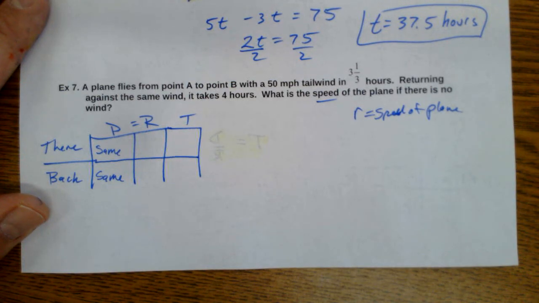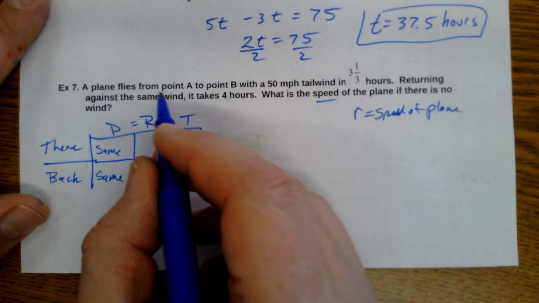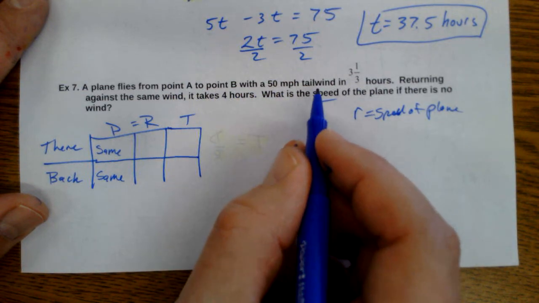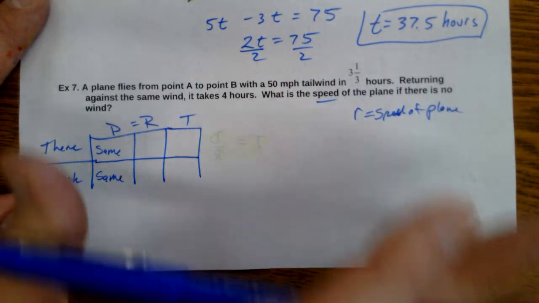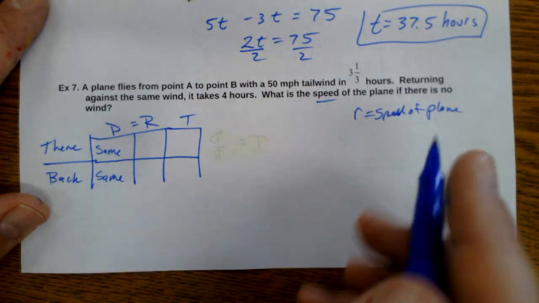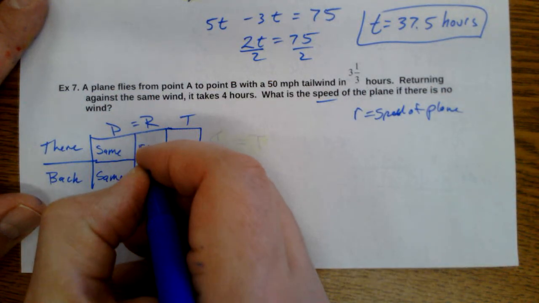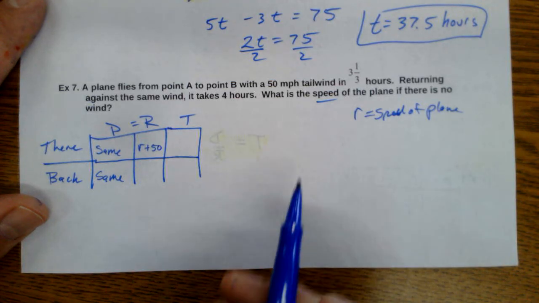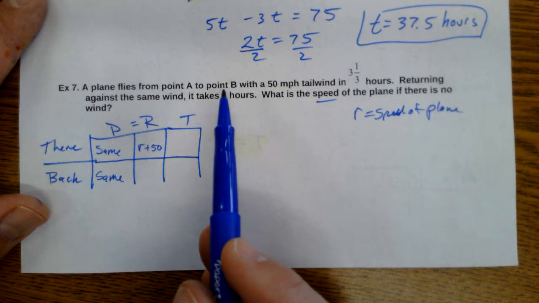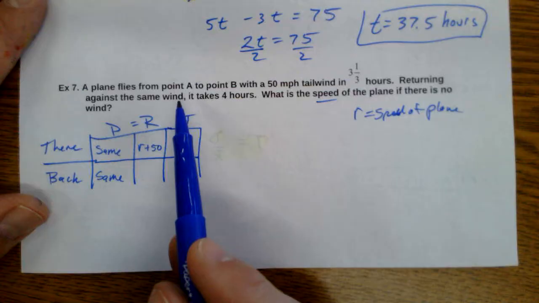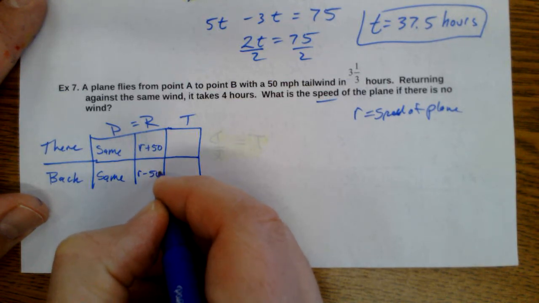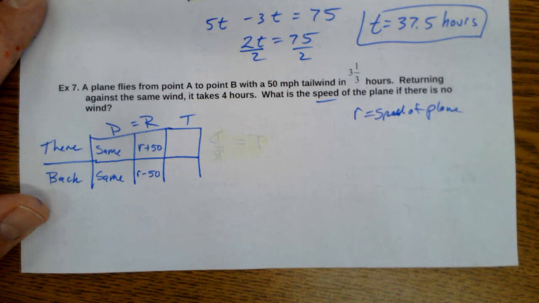The rate, when I go there, he's got a 50 mile an hour tailwind, which means it's pushing, it's making them go faster. So it's the rate of the plane plus the tailwind, it's helping. But on the way back, it's going against that same wind. So that's R minus 50. Because they're fighting the wind. It's making it go slower.